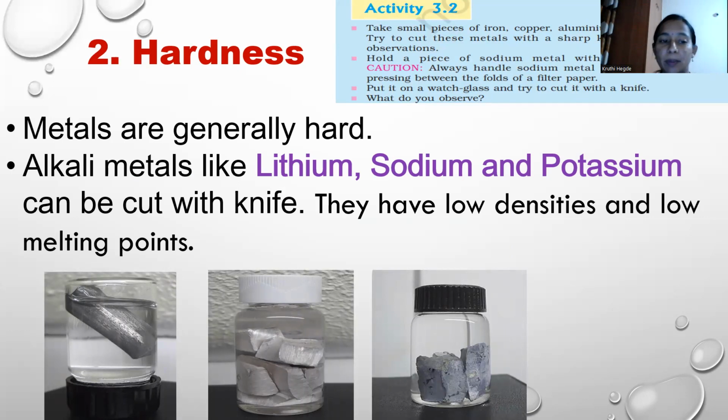These lithium, sodium and potassium can be cut with knife and they have low densities also and low melting point also. You can see those three metals here. These three are nothing but sodium, lithium and potassium. This is actually lithium, this is sodium and this is potassium. You can see they are being stored in some liquid. Do you know which liquid is that? Yes, it's nothing but kerosene. Kerosene is used to store these reactive metals like lithium, sodium, and potassium.